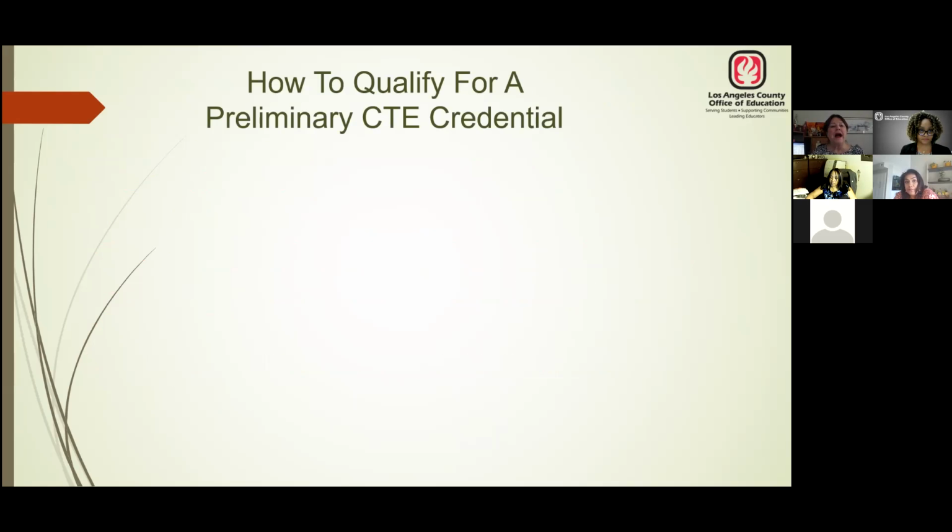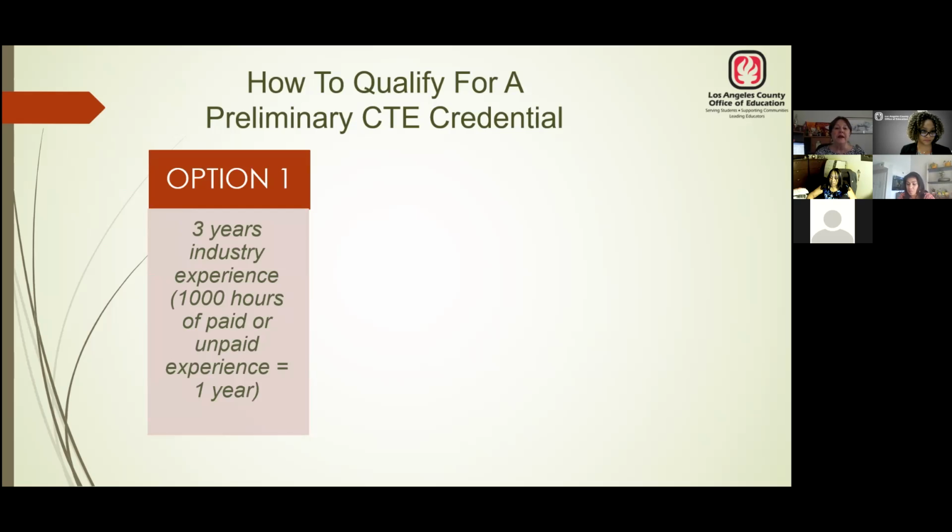Okay, so how to qualify for a preliminary CTE credential? Well, there are 3 ways to go about it. And the easy way is option 1. If the individual is coming out of industry, if they've had 3 years of related work experience. Now, CTC defines a year as 1,000 hours per year that can be paid or unpaid experience. It can actually be volunteer experience. So that's 3,000 hours of work experience that we're looking for.